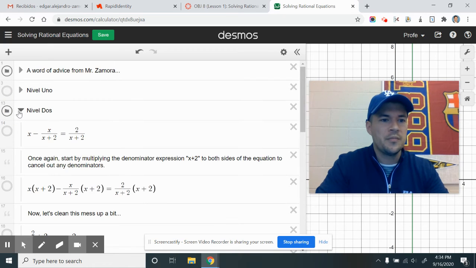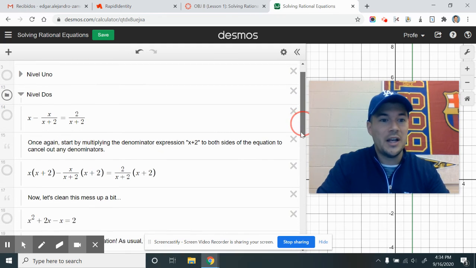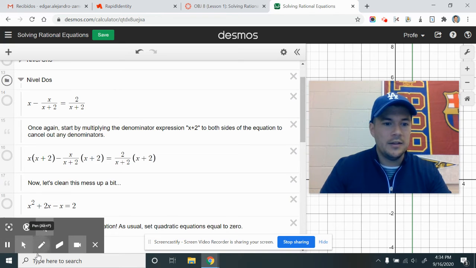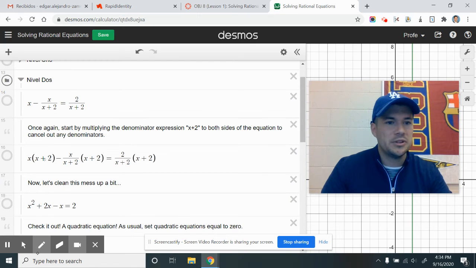Level 2. So if I have x minus x over x plus 2, and that's equal to 2 over x plus 2. So once again, I'm going to multiply by my denominator of x plus 2, and I'm going to do that to every bit of the expression. So I multiply x by x plus 2, and I multiply my second term, which is a fraction, by x plus 2, and I multiply the right side by x plus 2. And once again, you'll notice that any denominators of x plus 2 are going to be canceled, which leaves me with x times x plus 2, which is x squared plus 2x.